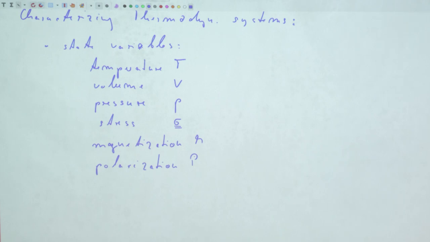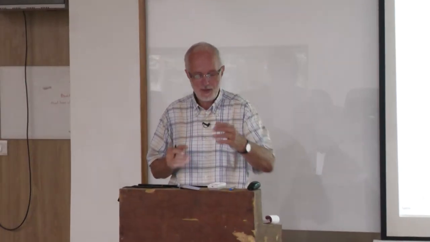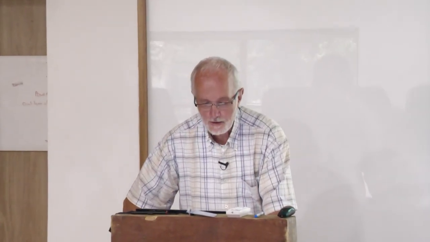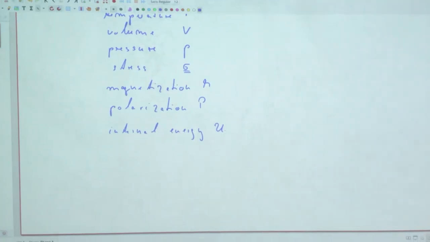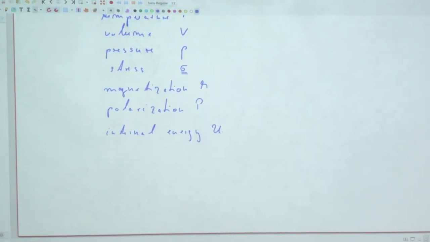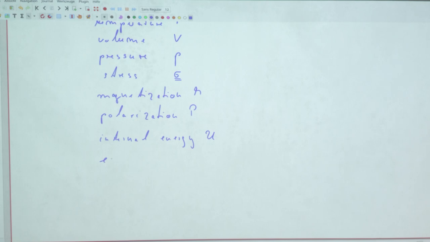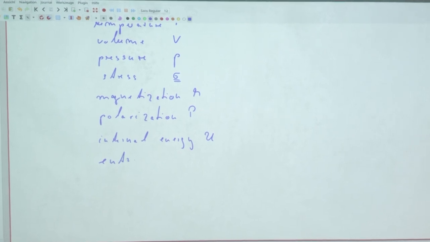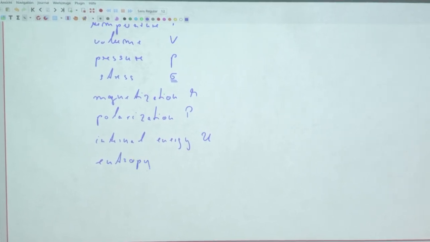But then there are things like the internal energy. How much joule does this pen here or whatever contain? And I already mentioned the entropy S. And again, many more. I will introduce some more in a moment.